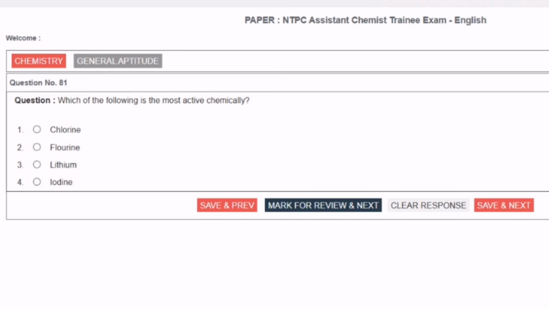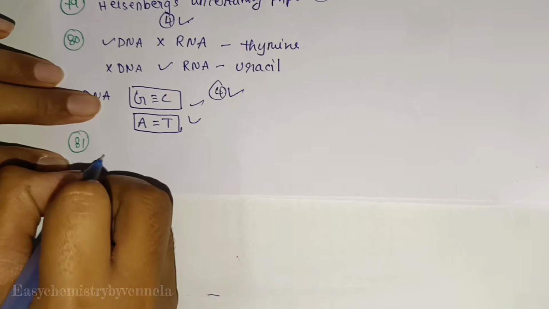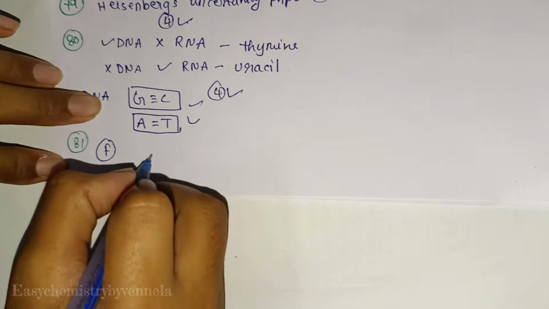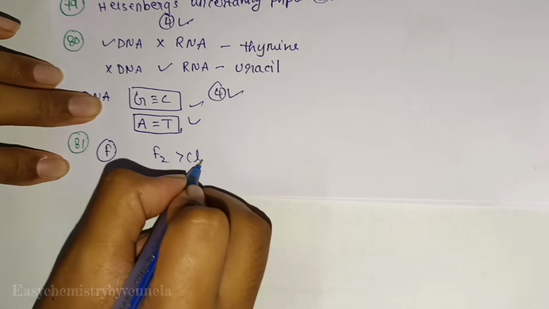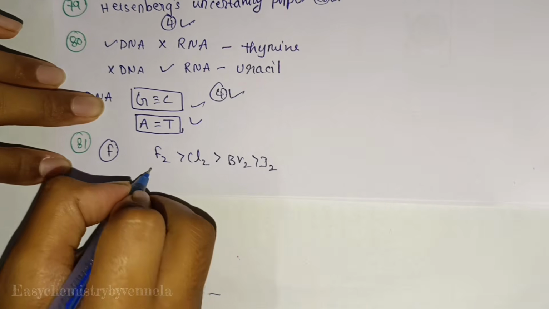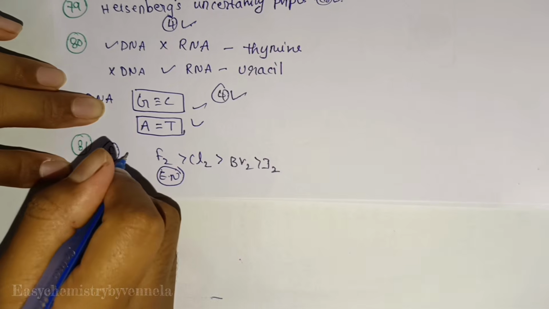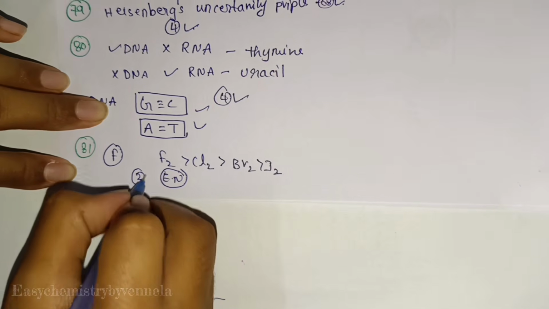Next question. Which of the following is the most active chemically? Most active chemically, which one? Fluorine. What is the order? F2, Cl2, Br2, I2. Because this is the most electronegative element. So the correct option is the second one.